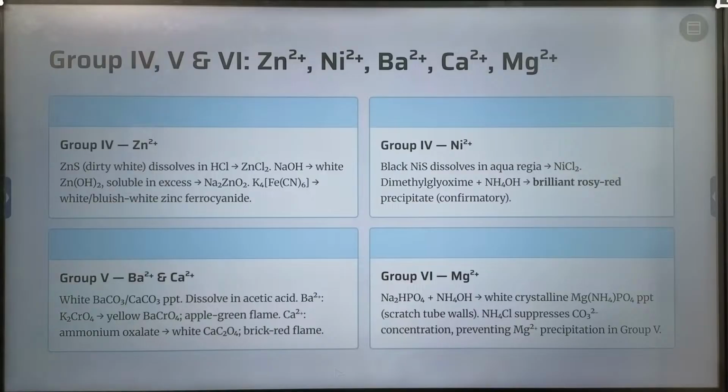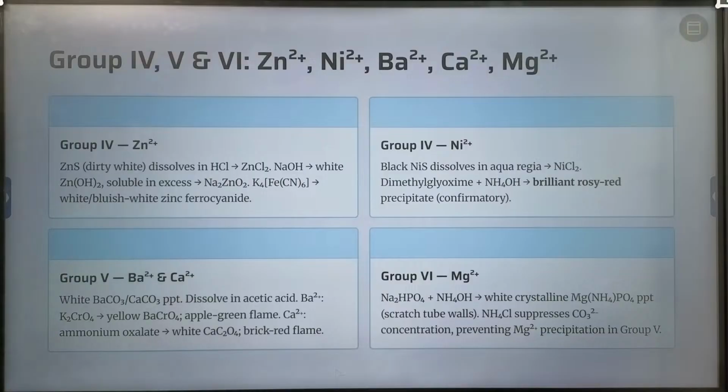And if it is the presence of the fifth group of cations, it may be either barium or calcium. Both of them happen to give a white precipitate, right? So you try to dissolve that precipitate in acetic acid.